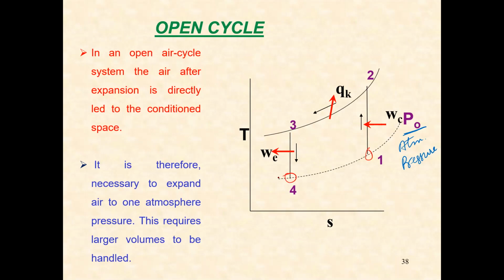We are compressing from 1 to 2 in the compressor, from 2 to 3 it is the heat rejection in the heat exchanger or air cooler, and then 3 to 4 processes take place in the turbine, and 4 to 1 is left open, meaning the air at state point 4 is led to the conditioned space directly and we throw it there. We don't have any heat exchanger here for the process 4 to 1. So automatically the temperature of the air gets established at point number 1 when we are throwing it into the cabin or in the aircraft.